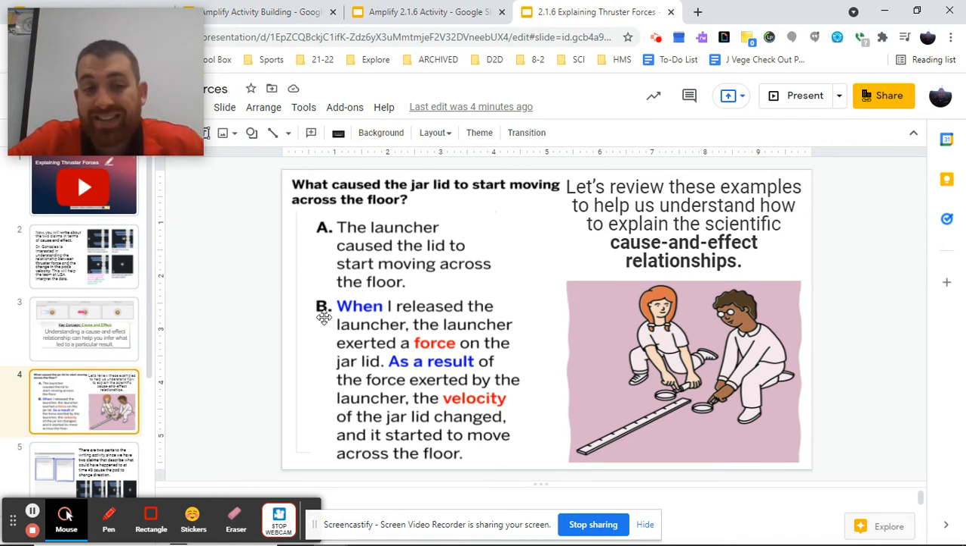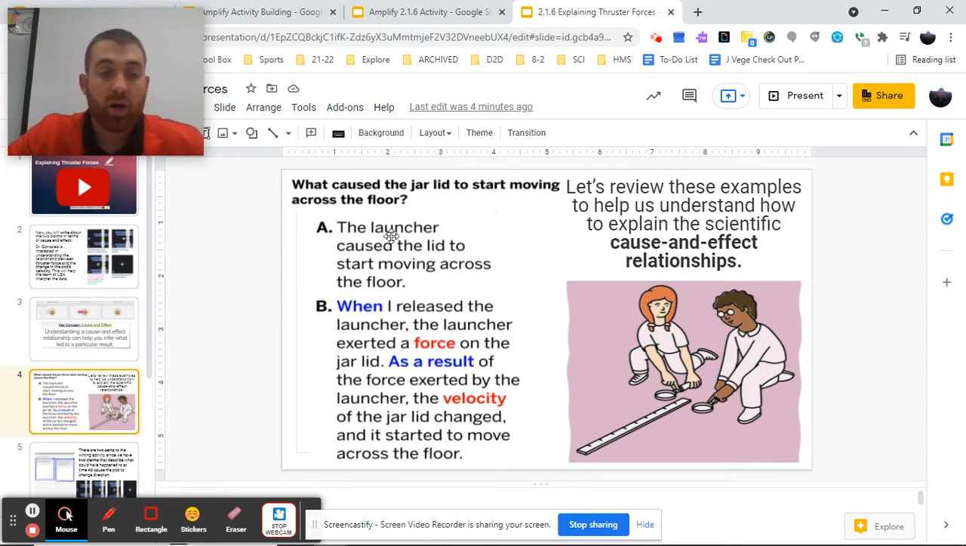So, a more scientific response includes number one, our scientific vocabulary words, and number two, what are called transition phrases, phrases that help us explain this cause and effect relationship. So, let's look at a few of those. When I released, the launcher exerted a force on the jar lid. As a result of the force exerted by the launcher, the velocity of the jar lid changed and it started to move across the floor.